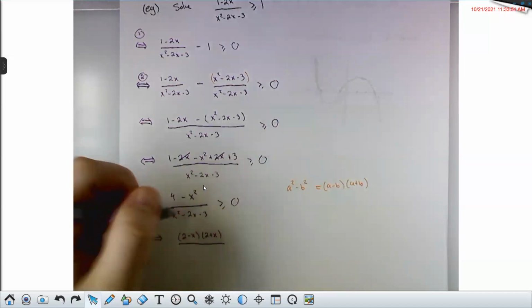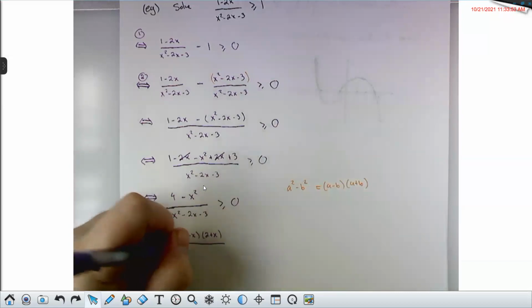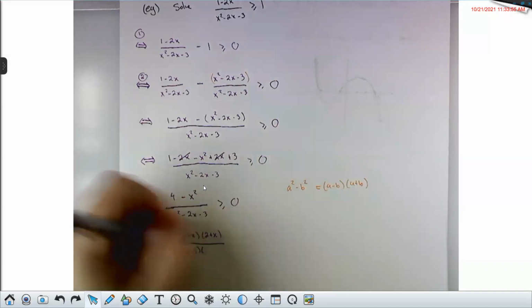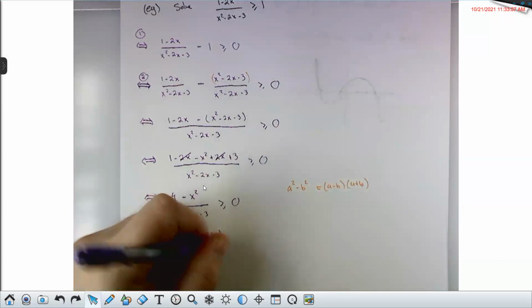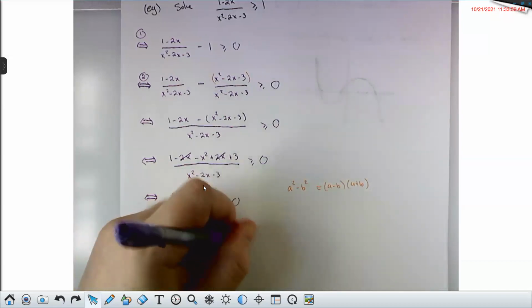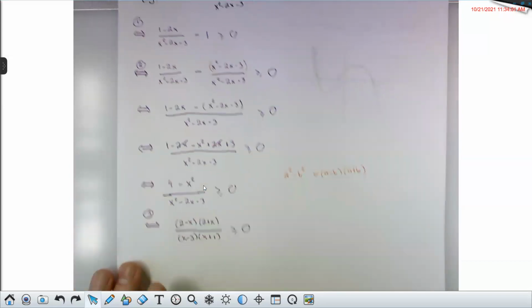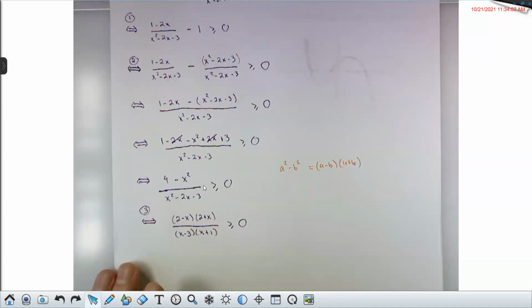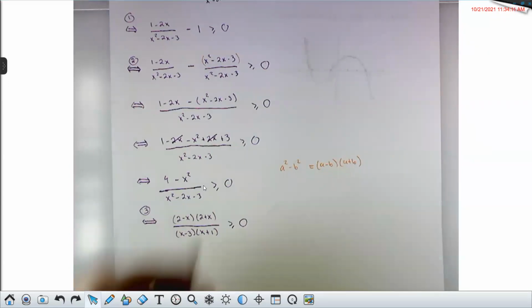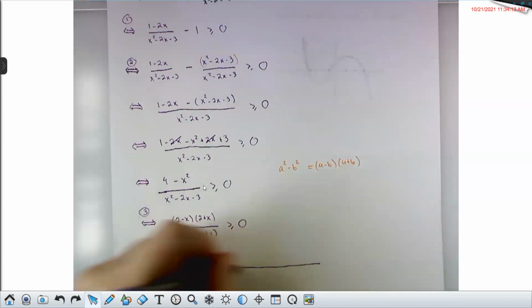And that denominator is (x minus 3)(x plus 1). So now we have everything on one side. We have a common denominator. All our like terms have been combined, and we've factored. So we're ready to write down the cut points. Plot them on a number line.